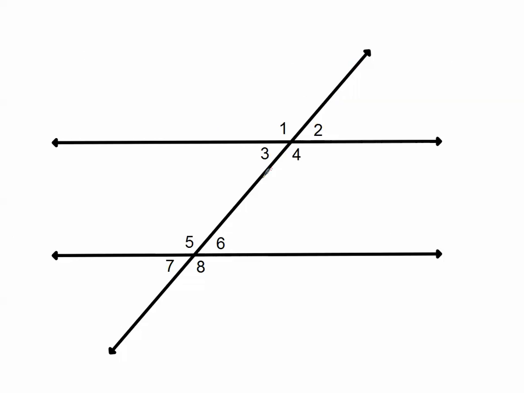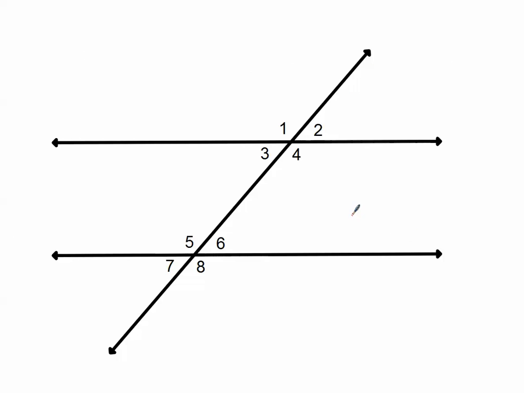Anytime you have a line that crosses two or more lines, similar to this one, this is what we would call a transversal. And as you can see, these two lines that are both going horizontal would appear to be our parallel lines. Remember, parallel lines never touch or intersect each other.